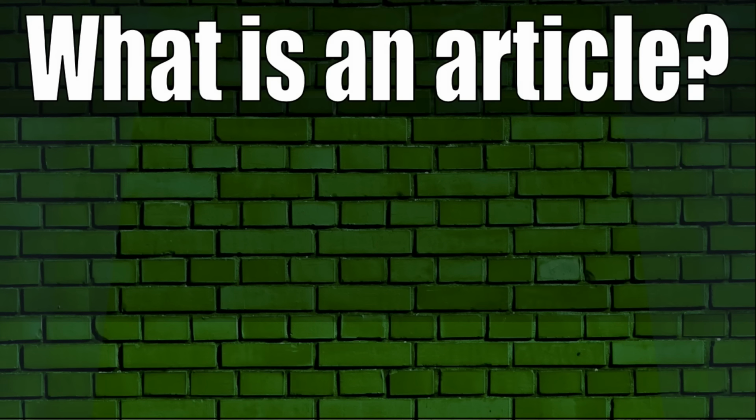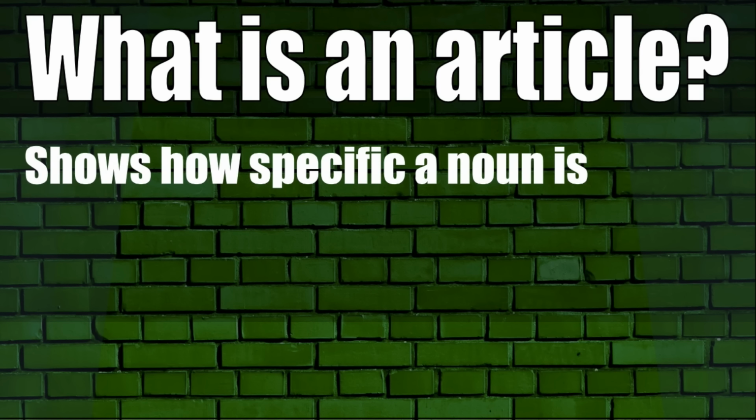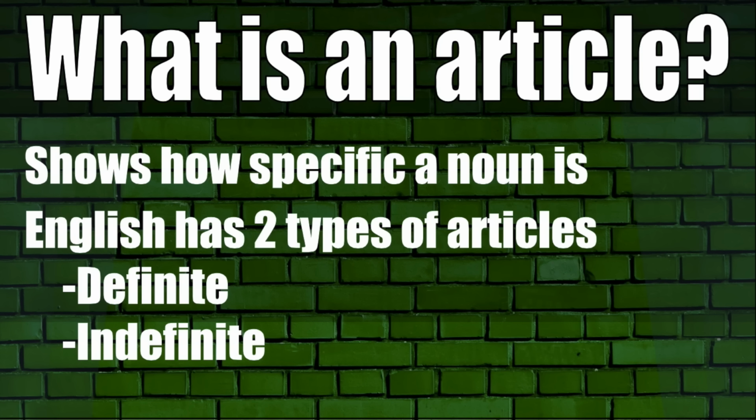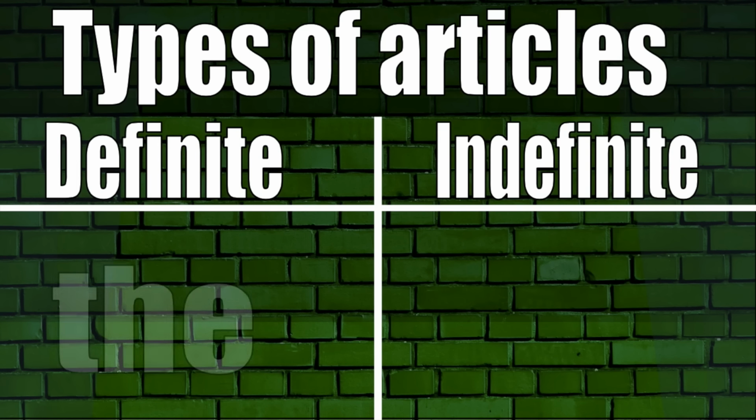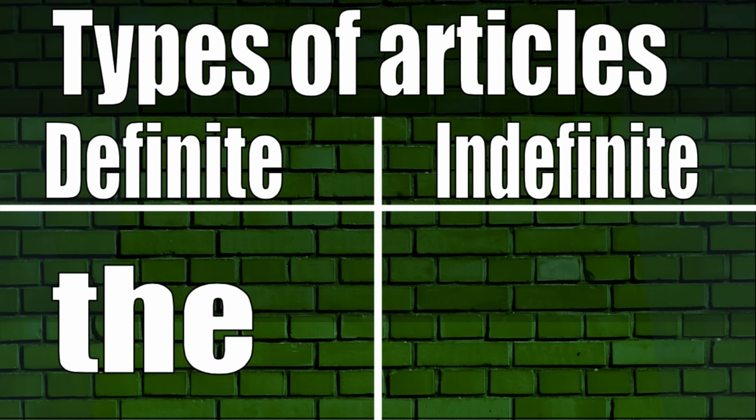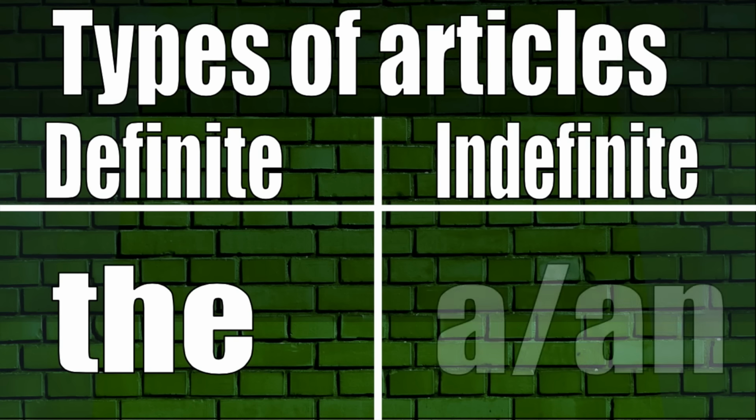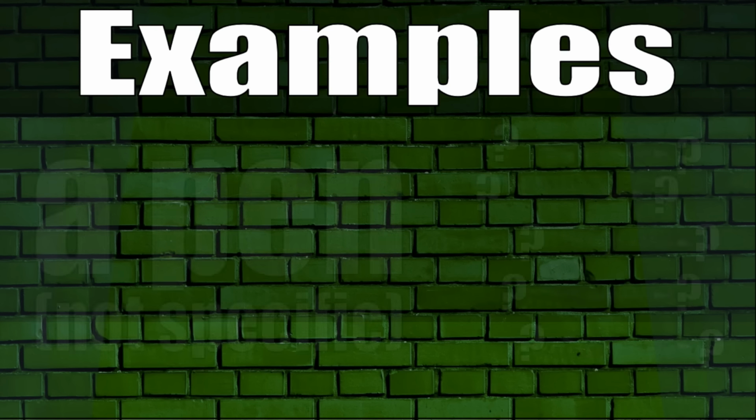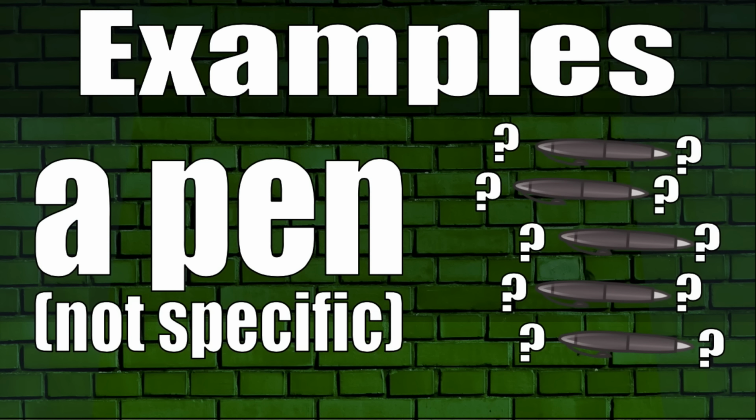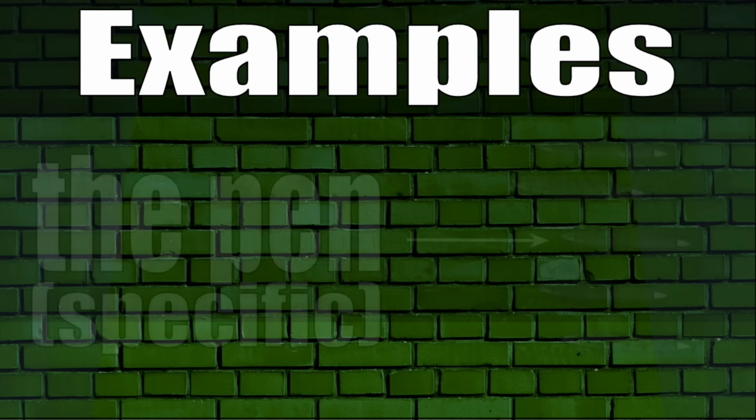The last section for this lesson is articles. What is an article? An article is just a little word that shows how specific a noun is. In English, there are two types of articles, definite and indefinite. The definite article in English is the. The indefinite articles in English are a or an. As an example, a pen. It doesn't really say which pen, it's just saying a pen in general.